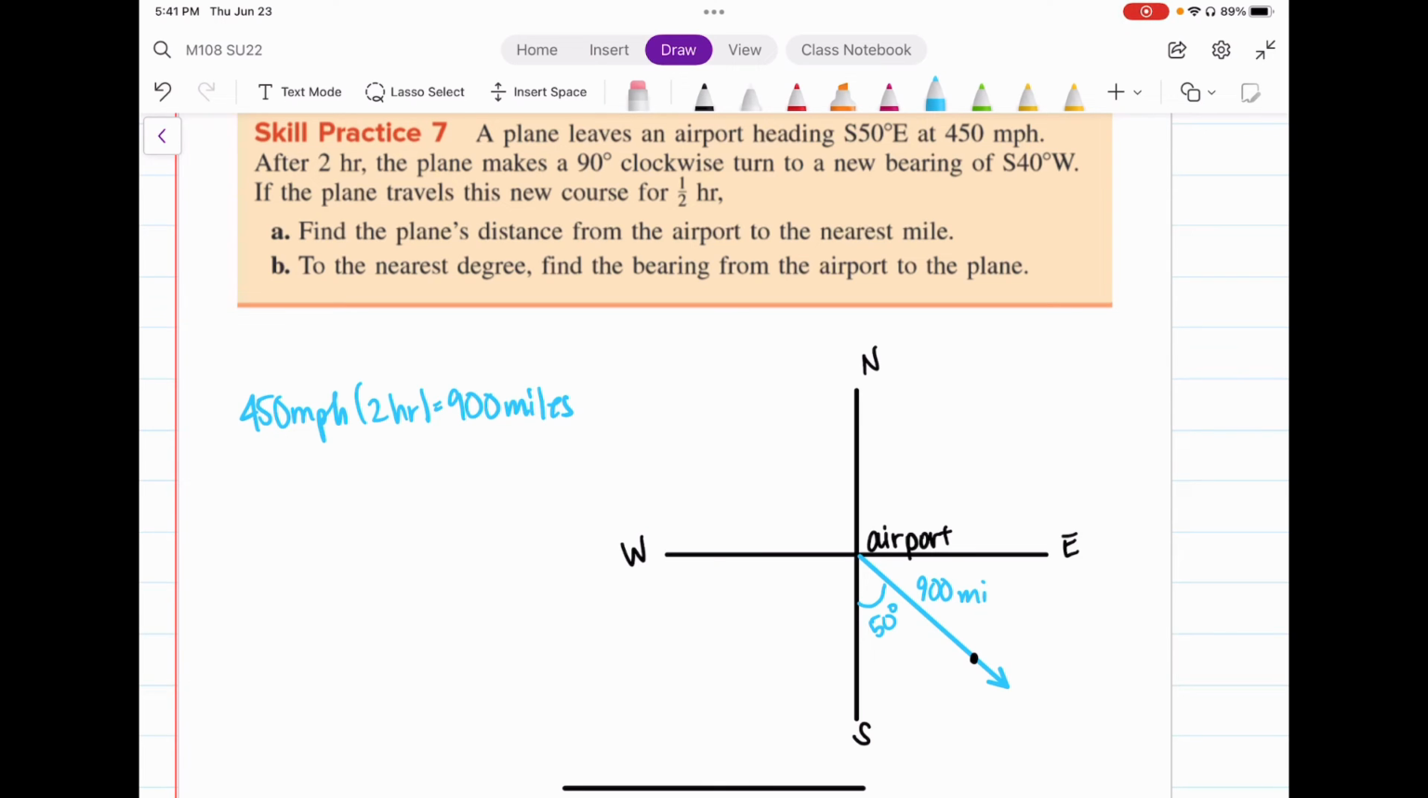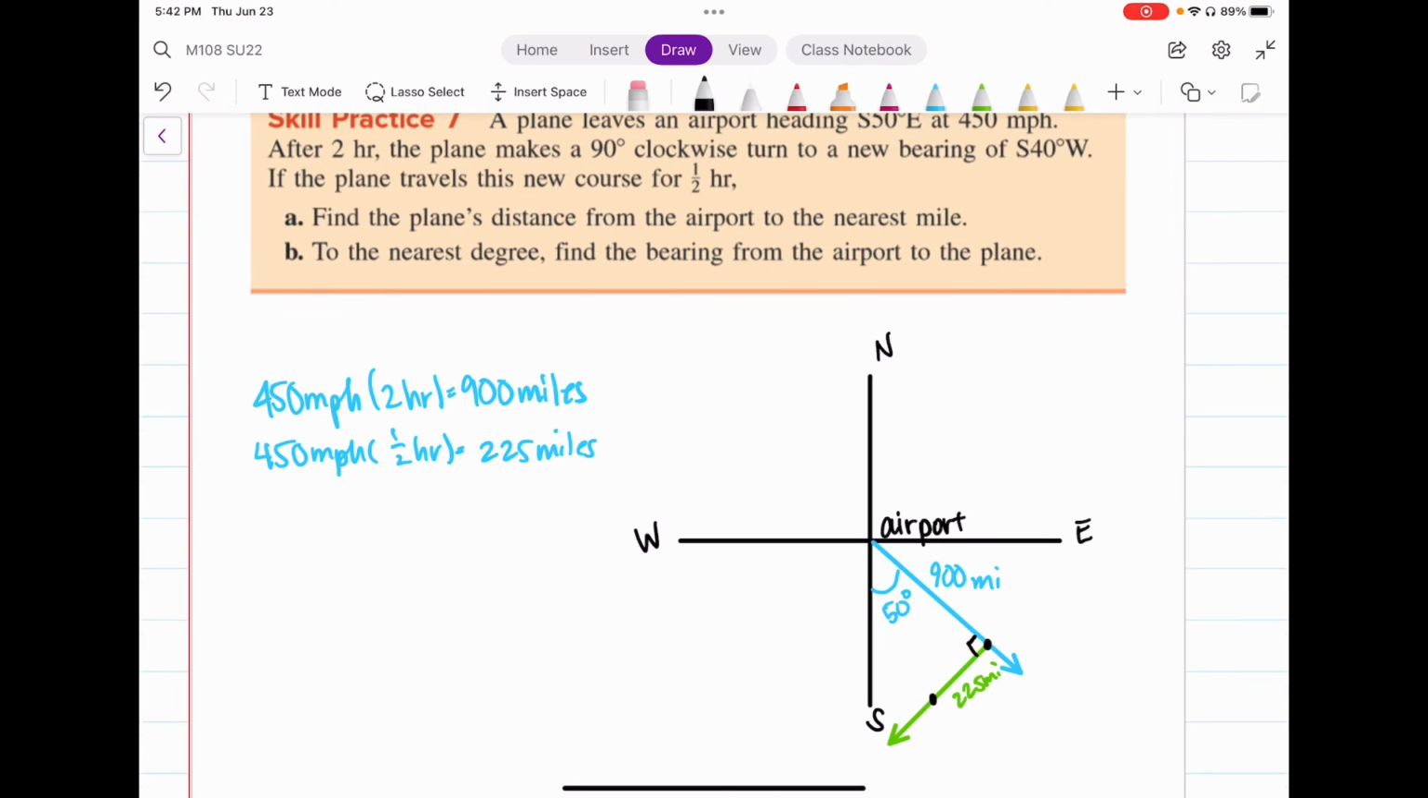The plane then turns clockwise 90 degrees. It's going to be perpendicular to that line that it was traveling for another half an hour. Same speed, but just for half an hour. We want to find the plane's distance from the airport to the nearest mile, and we want to find to the nearest degree the bearing from the airport to the plane. We want to connect this line.